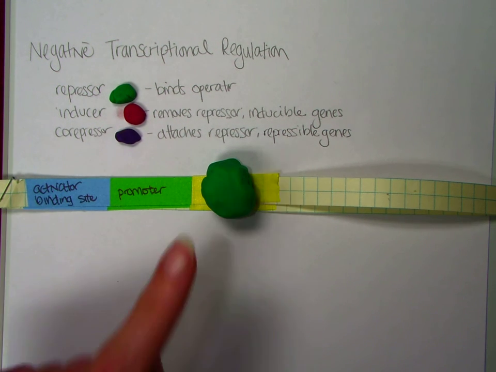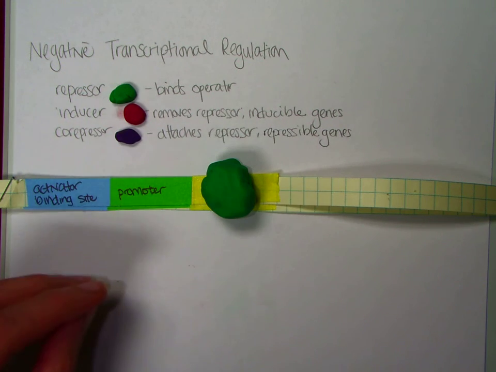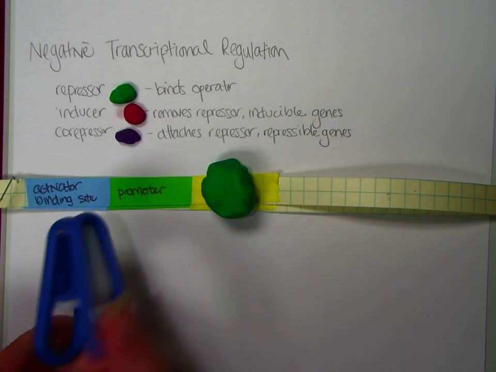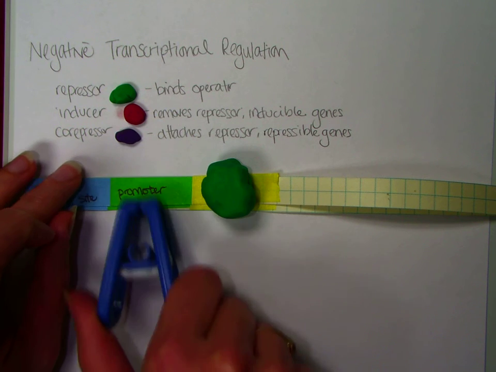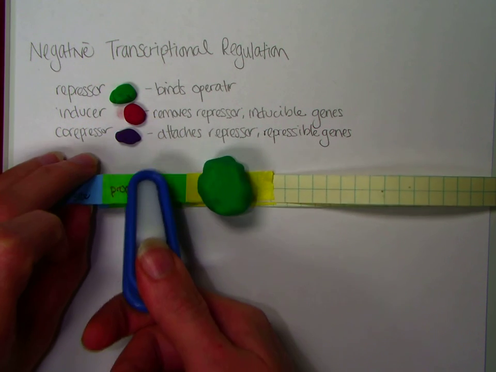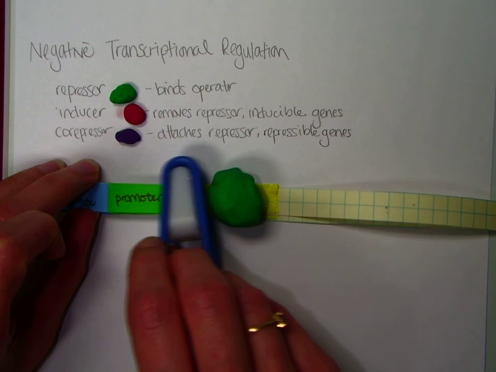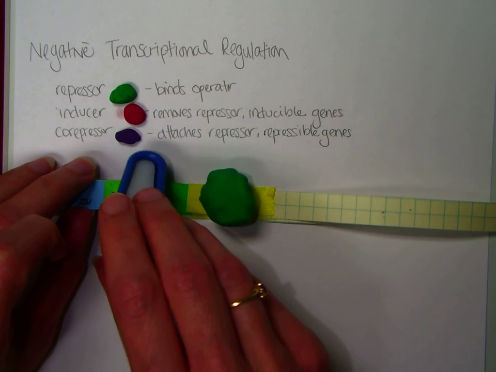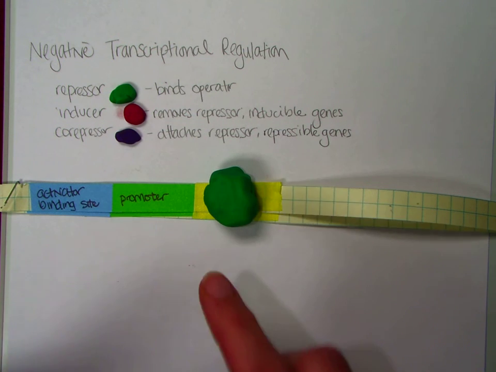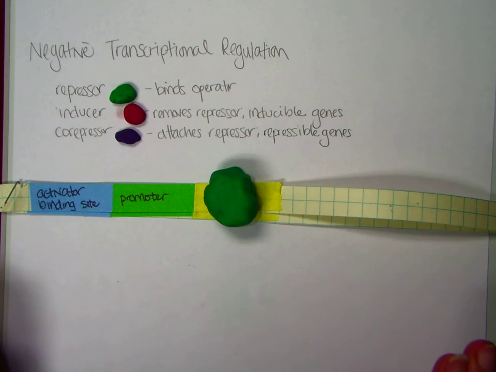So what happens when the repressor is bound, the sigma factor and RNA polymerase either cannot attach to the promoter at all, or they can attach but they can't move down and transcribe because they're physically blocked. So when the repressor is attached to the operator, there's no transcription happening.